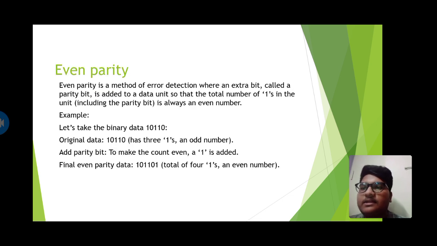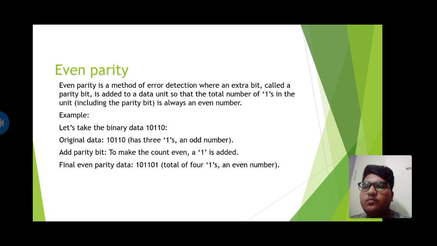Coming to even parity, it is a method of error detection where an extra bit called a parity bit is added to a data unit, so the total number of ones in the unit is always an even number. For even parity, the given data should consist of an even number of ones. Let us take an example.